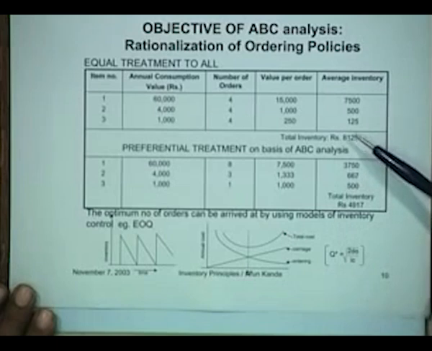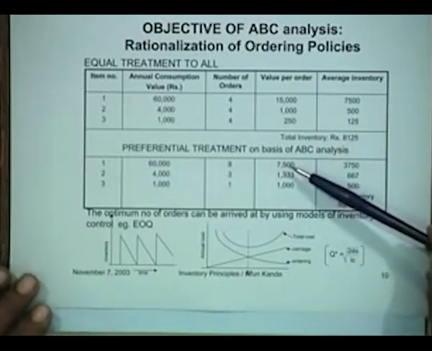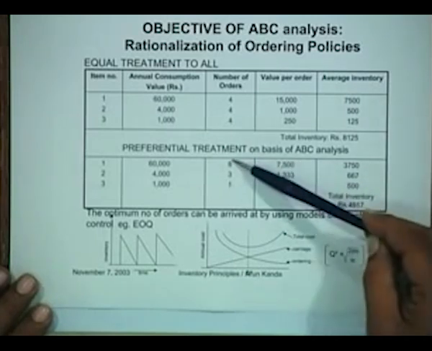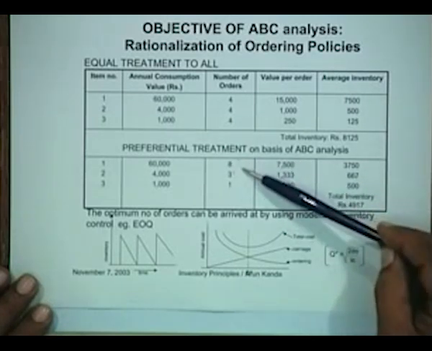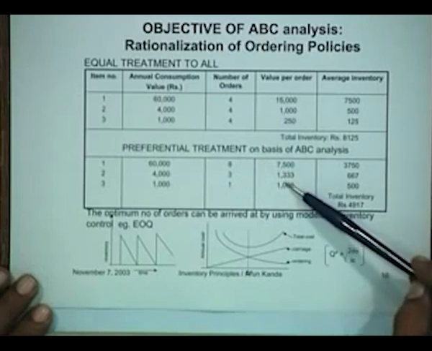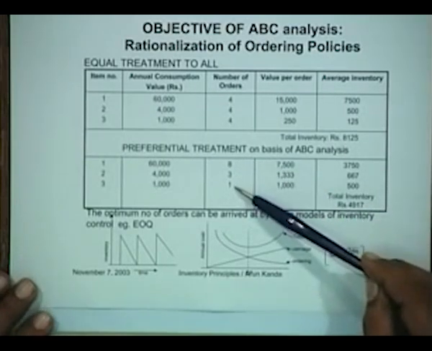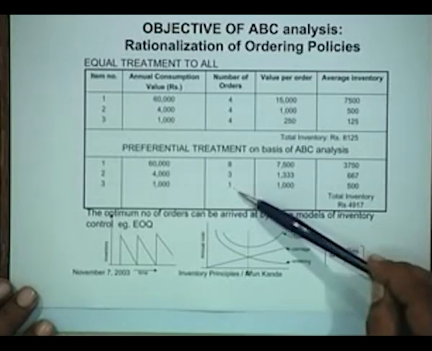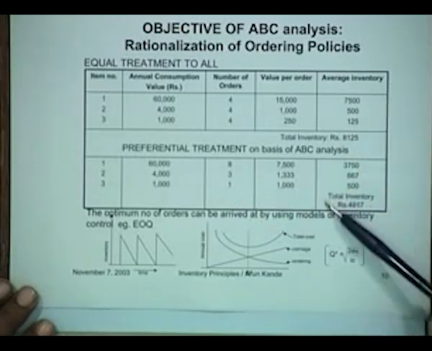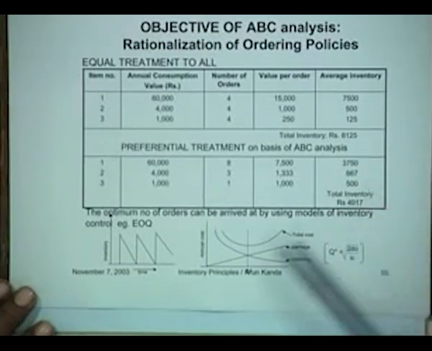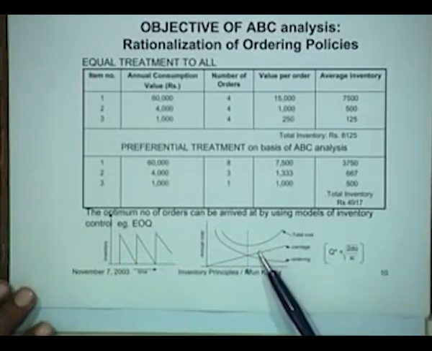What it shows is that by a simple procedure of giving a more preferential treatment to A class items, ordering them more frequently, increasing the number of orders, and giving a less preferential treatment to C class items, ordering them less frequently, you are able to cut down on the total inventory that you are holding. In fact, this is the basis of the typical EOQ formula with which you are already familiar.